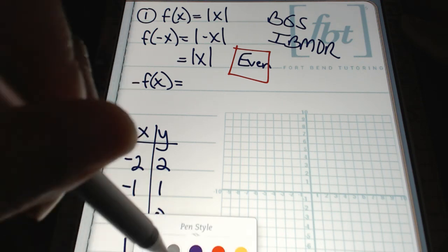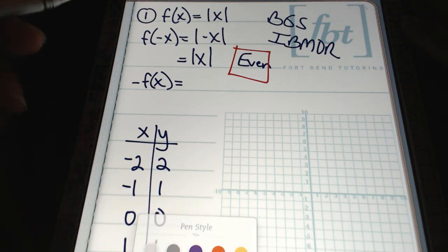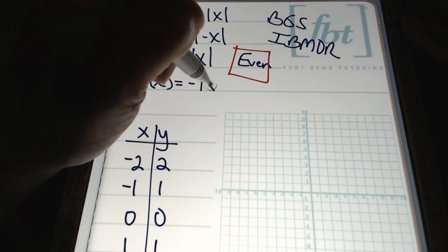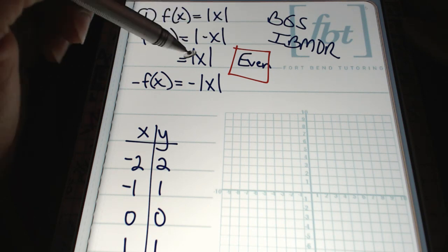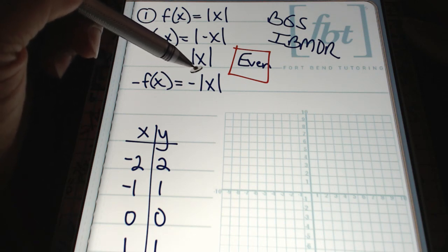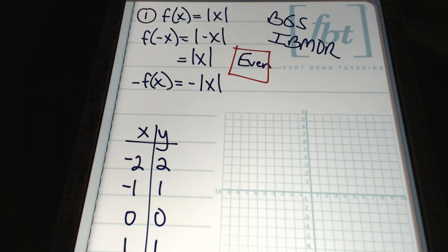But just to let you know what that process looks like when you're dealing with an odd function test, simply change the sign on the terms in the original problem and see if that is equivalent to your substitution of f of negative x here. And it's not. In other words, the absolute value of x does not equal the opposite of the absolute value of x. Therefore, this is not an odd function. It's an even function. And that's the bottom line to this problem right here.